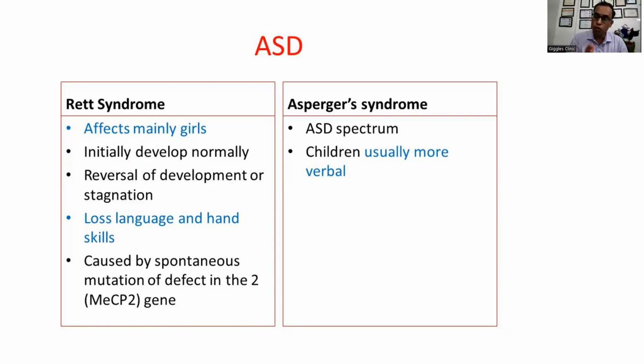Although the ratio is more of ASD is more in males, that is 3 to 4 times compared to females. But Rett syndrome, to the contrary, happens exclusively in females. So that is one reason that Rett syndrome has been excluded from the ASD spectrum. But because the picture and presentation is almost similar to ASD, you can say it can be a part of the spectrum of ASD.